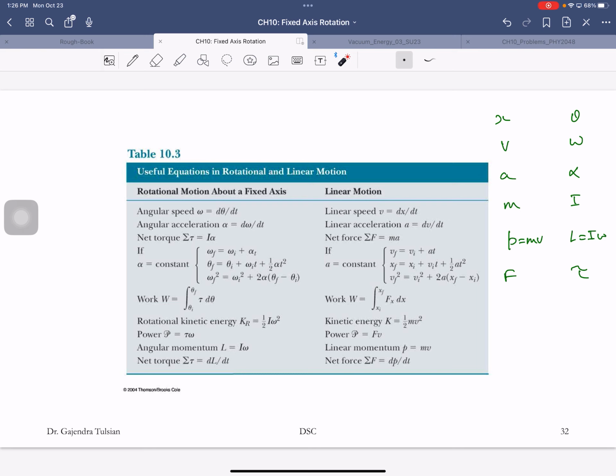a is dv by dt, alpha is d omega by dt. F equal to ma, torque equal to I times alpha. And here are the kinematic equations and so on. Power is F times v, F gets replaced by torque, v gets replaced by omega. Linear kinetic energy is 1/2 mv square, rotational is 1/2 I omega square. Again, you replace these variables by those variables, and you go from linear to rotational motion.